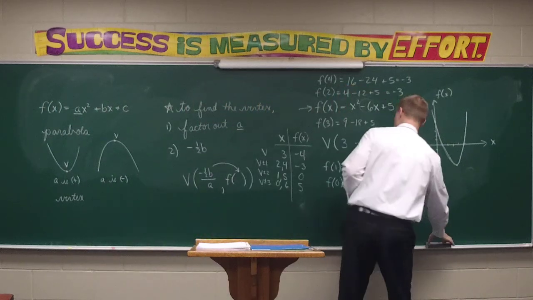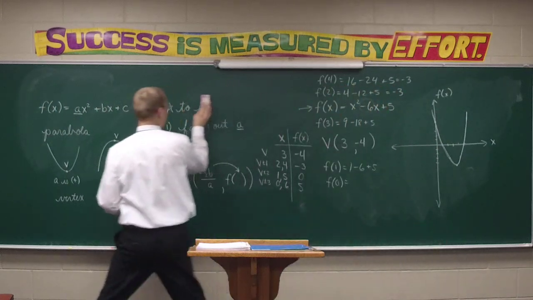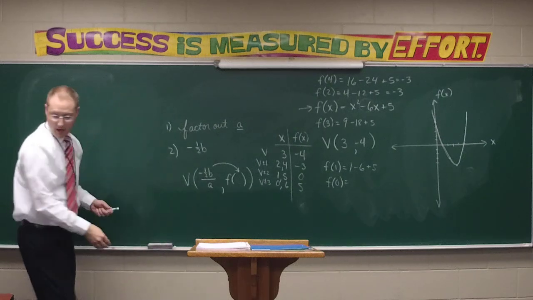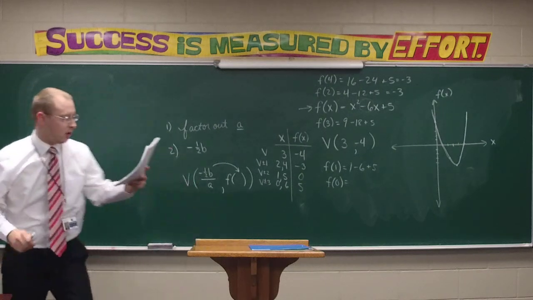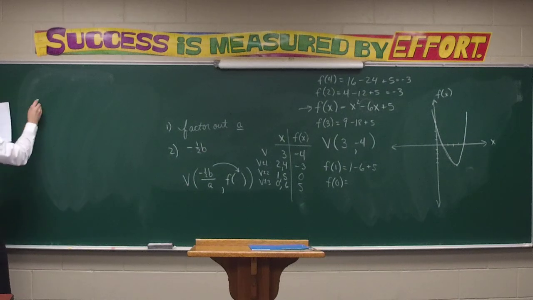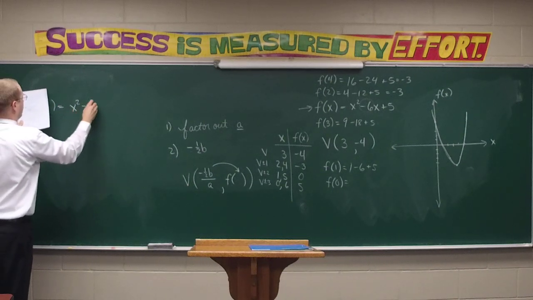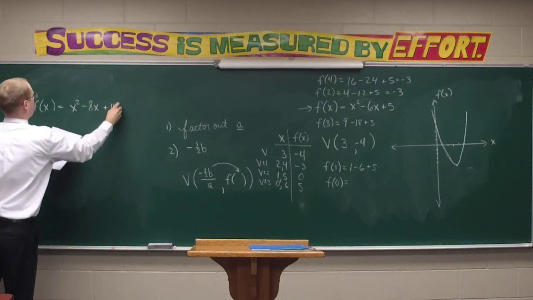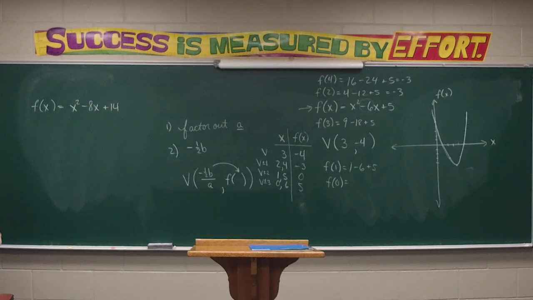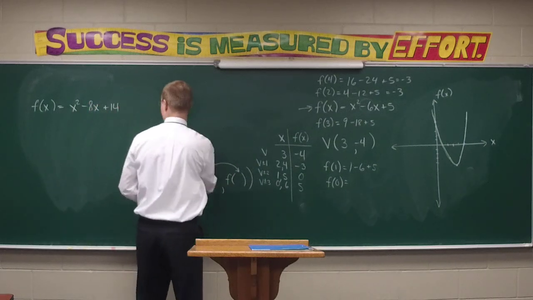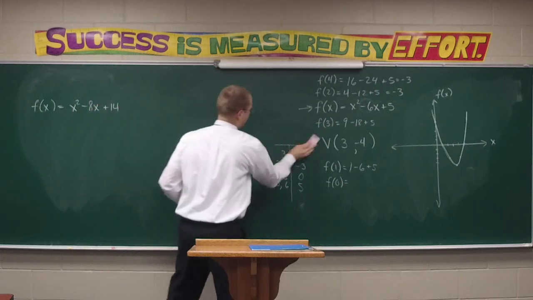And maybe I'll actually use the graph grid on this next one because that one looked really bad. All right, write this function down. F of x equals x squared, negative 8x, positive 14.